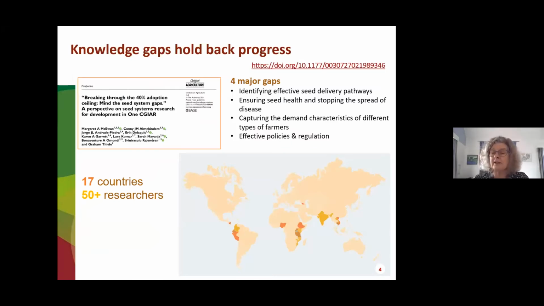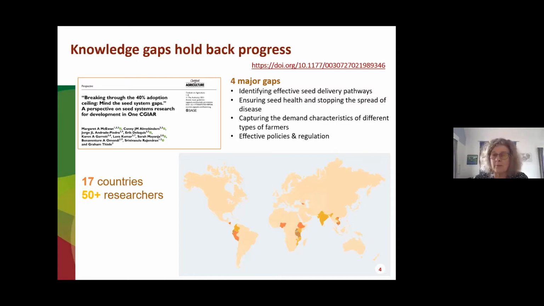Over the past few years, we've developed this toolbox with a number of tools, and that has led to us identifying a number of major gaps that we wrote about in a recent paper in Outlook on Agriculture. These gaps relate to how do we get seed, quality seed, to different types of farmers in different contexts and for different crops. There's no one size fits all, and this is a continuing challenge for everyone.